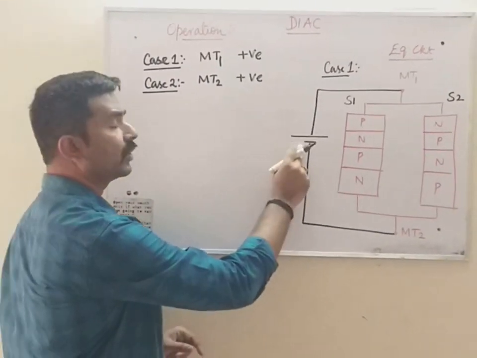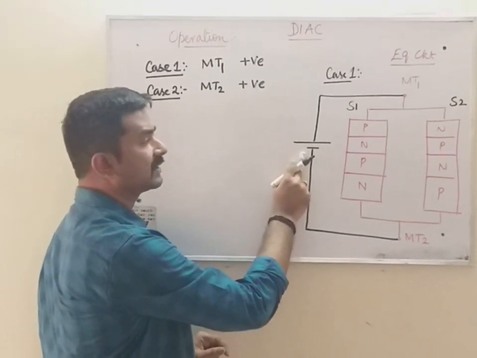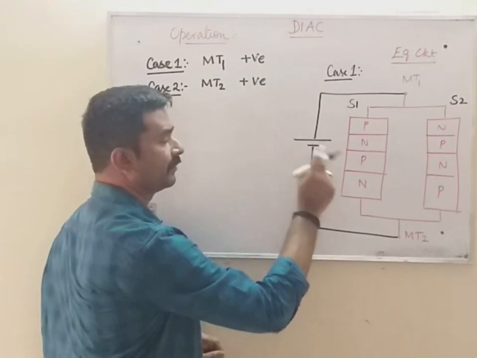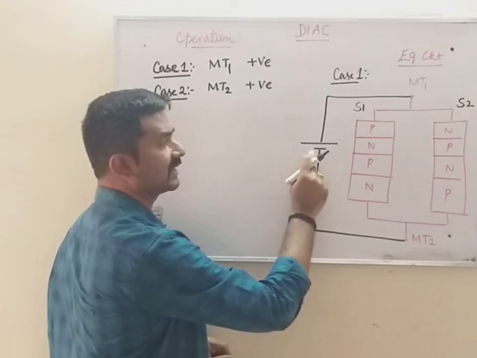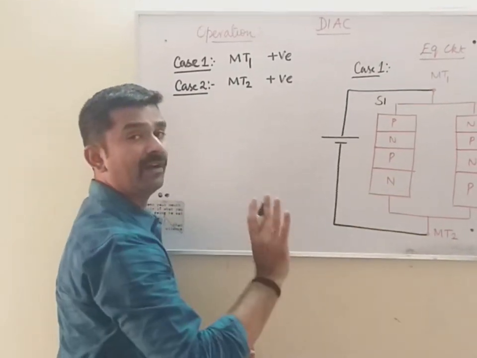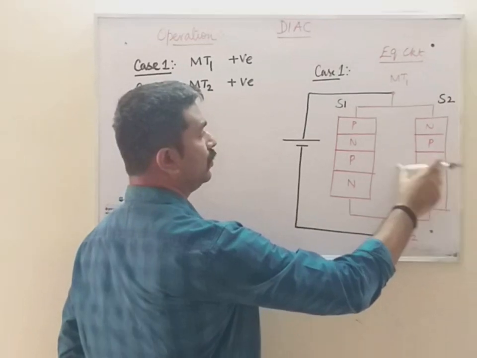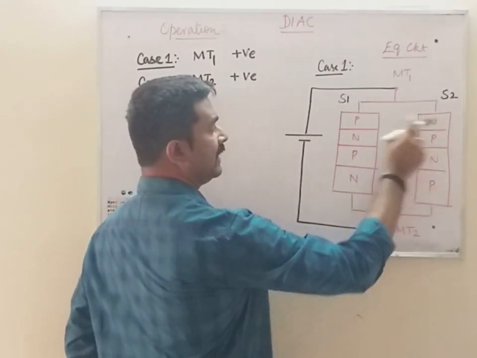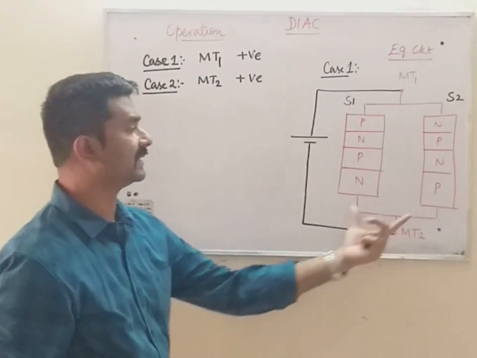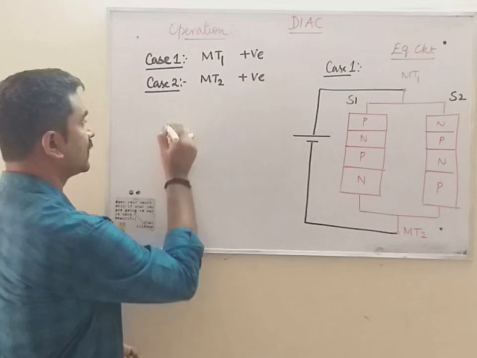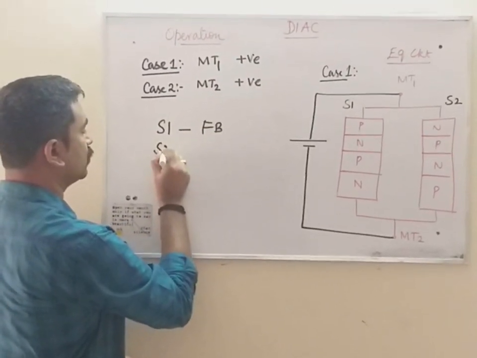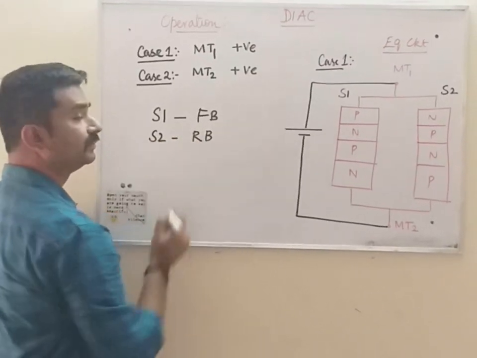When this is the biasing arrangement, you could notice that this P layer is forward biased, this N layer is forward biased, which means that stack 1 is under forward biasing, whereas stack 2 is reverse biased. N is given a positive terminal, P is connected to the negative terminal, which means that stack 2 is going to be reverse biased. So stack 1 is forward biased and stack 2 is reverse biased.